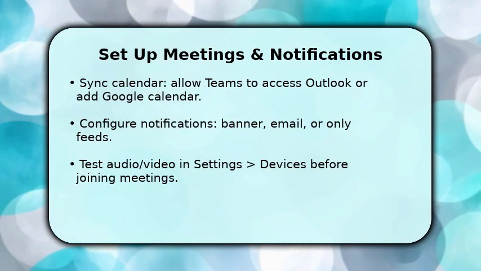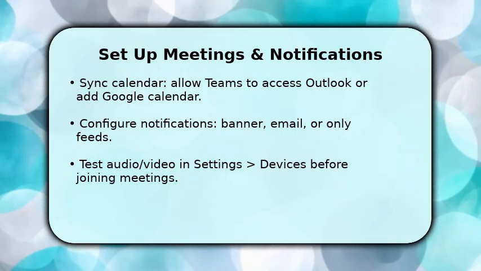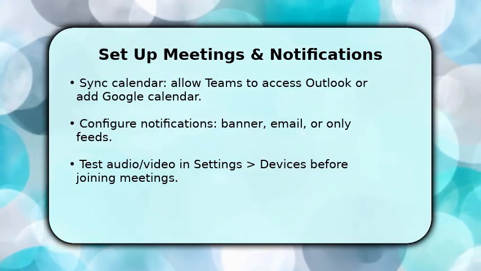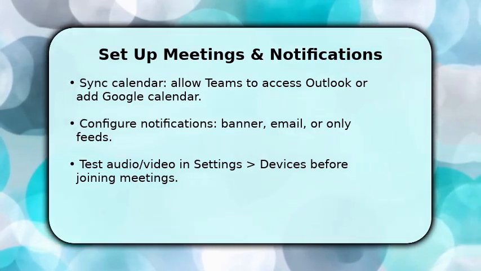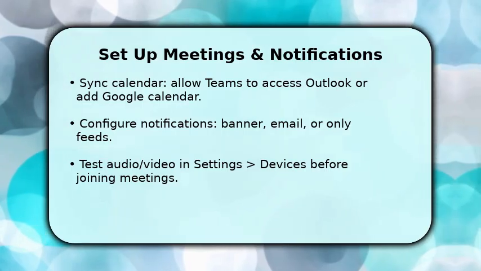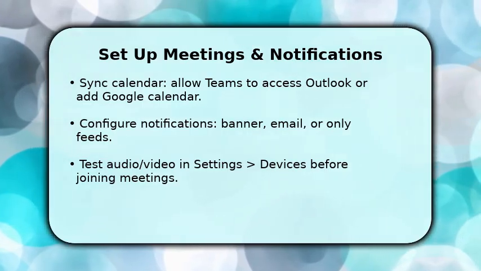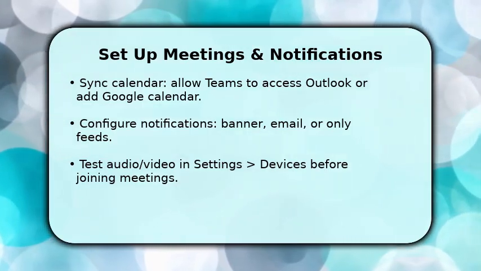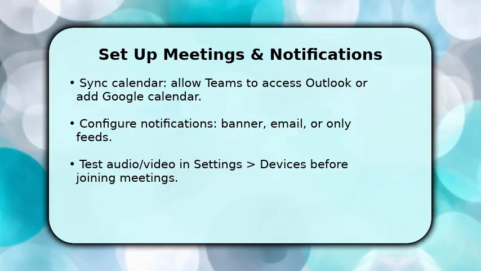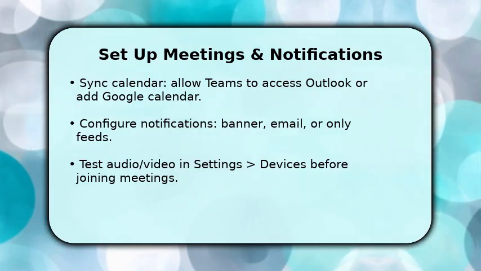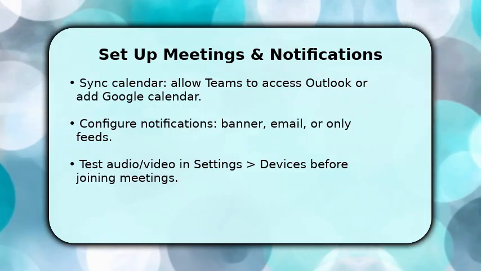Next, you'll configure meetings and notifications so you don't miss anything. Go to Calendar and create a meeting, invite participants, and add a channel if it's a team session. This ensures records and chats appear in the right place. Then open Settings Notifications and pick Banner or Feed for chat and meeting alerts. Adjust quiet hours if needed.